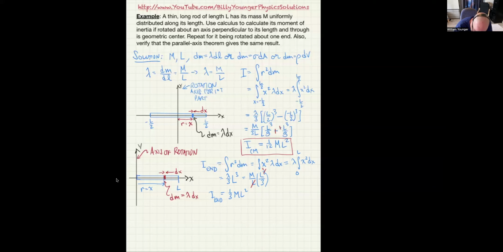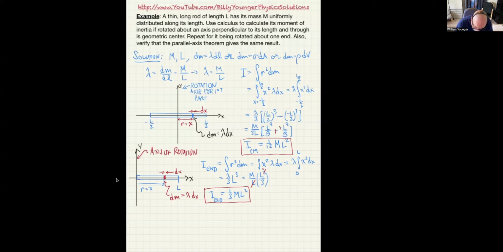And again, this is exactly what we expect for a uniformly distributed rod, or a uniformly distributed mass of rod rotating about its end. Both of these formulas we found so far are completely consistent with the table that the books give, but now I wanted to do the third part, which is use the parallel axis theorem to show that the moment of inertia about the end is in fact this 1/3 mL squared.